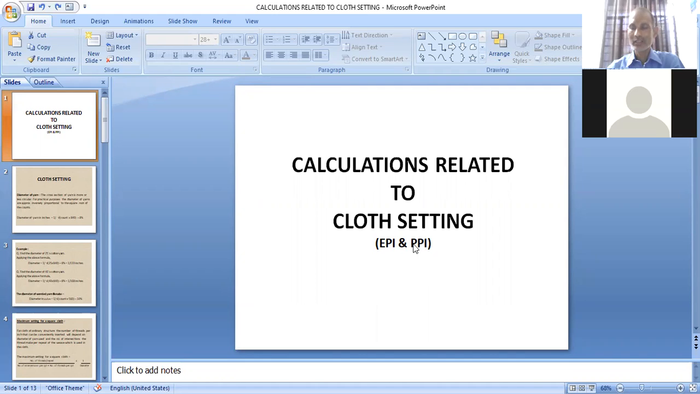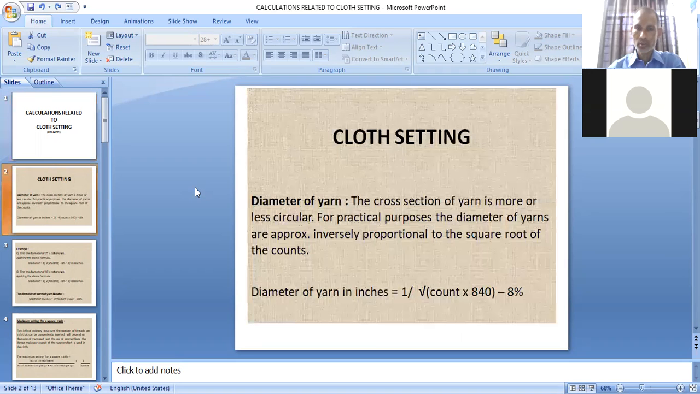So here we will take very simple calculations. We are not going into details of set theory, because set theory requires a whole subject that is covered in the textile technology branch in the 7th semester. The name of the subject is ETS. So we will try to cover the gist of that in one lecture. Calculations related to cloth setting can be understood by taking these calculations.